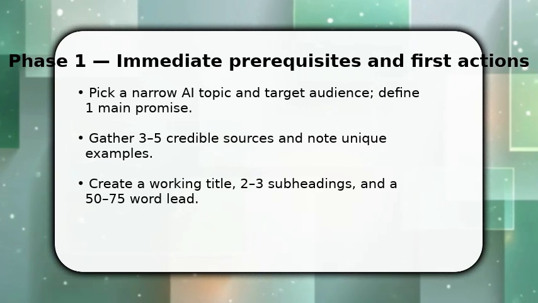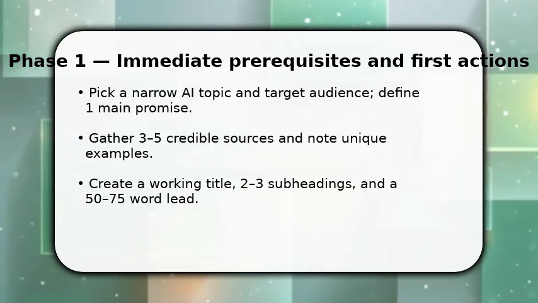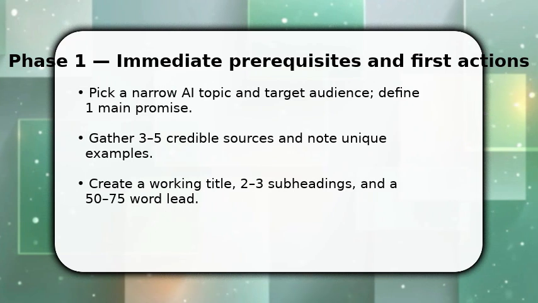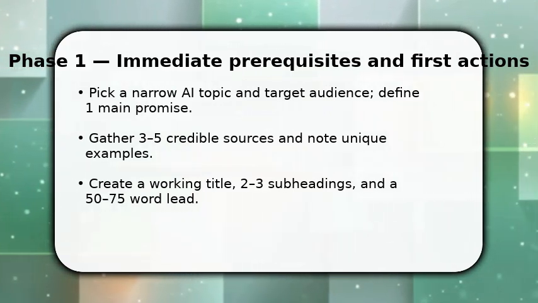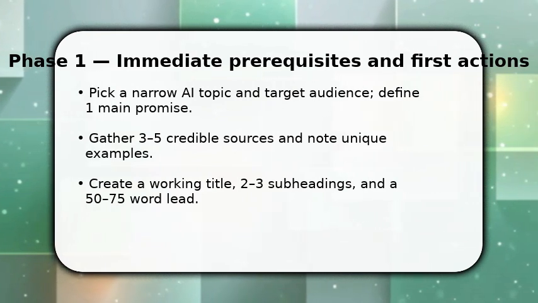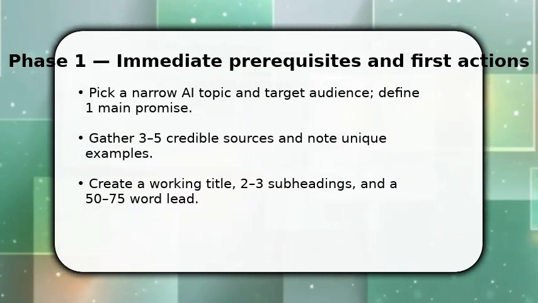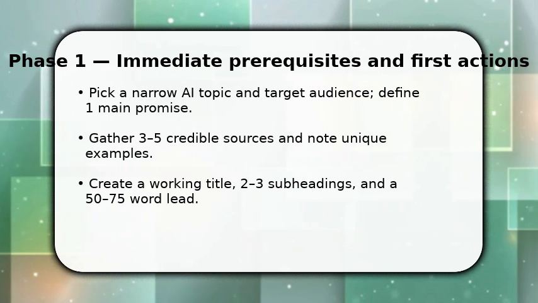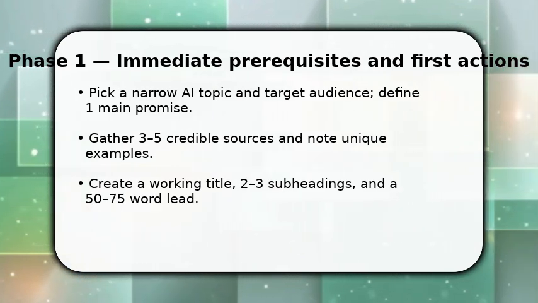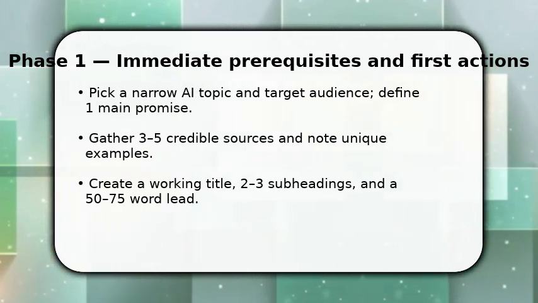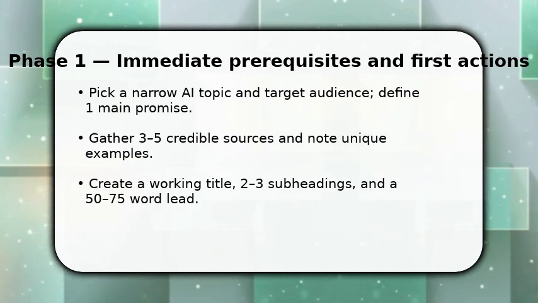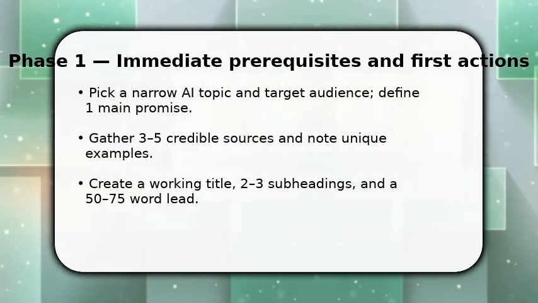Enjoy the video. You begin by locking the topic and angle so your article has a single promise. Start with a narrow AI use case, then collect 3 to 5 sources and unique examples to cite. Once done, craft a working title, 2 to 3 subheadings, and a 50 to 75 word lead that states the benefit. This first concrete structure prevents scope creep. Make sure to save notes and links in one document so you can return quickly and keep momentum.